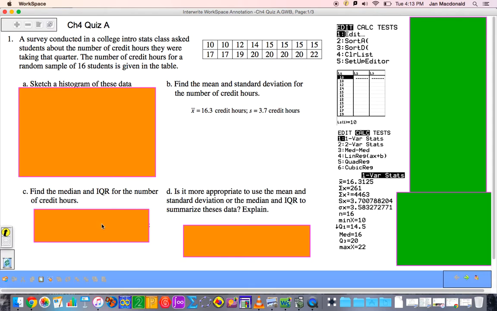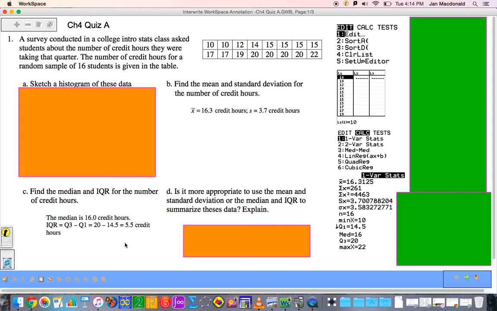Let's take a look at C. Find the median and the IQR for the number of credit hours. IQR is an acronym for interquartile range. Okay, so the median is given right here. Our median is 16. So we know the median is 16 credit hours. The interquartile range is Q3, which is 20, subtract Q1, which is 14.5. So here you go. Our median is 16 credit hours. Our interquartile range is Q3, take away Q1, which would give us 5.5 credit hours.